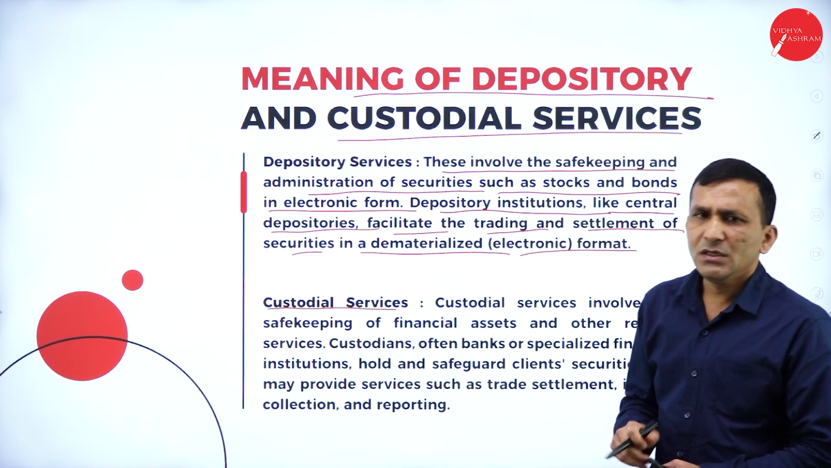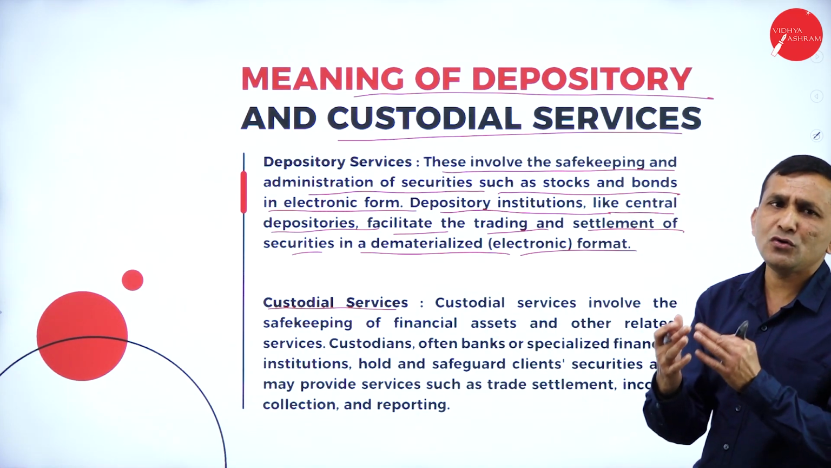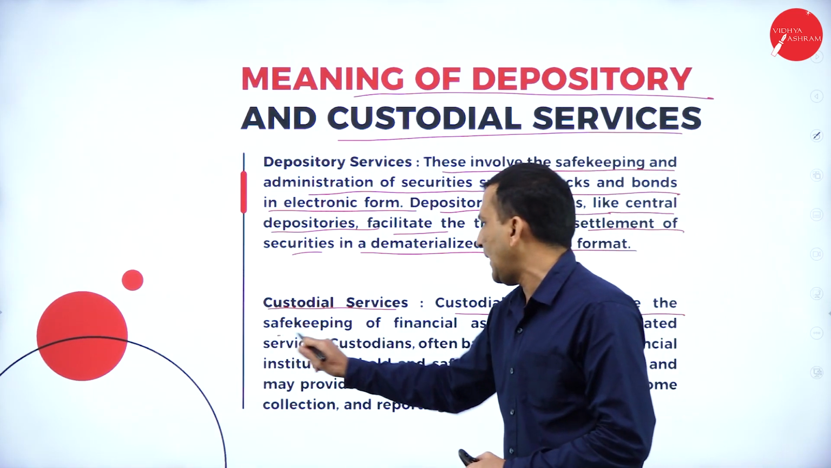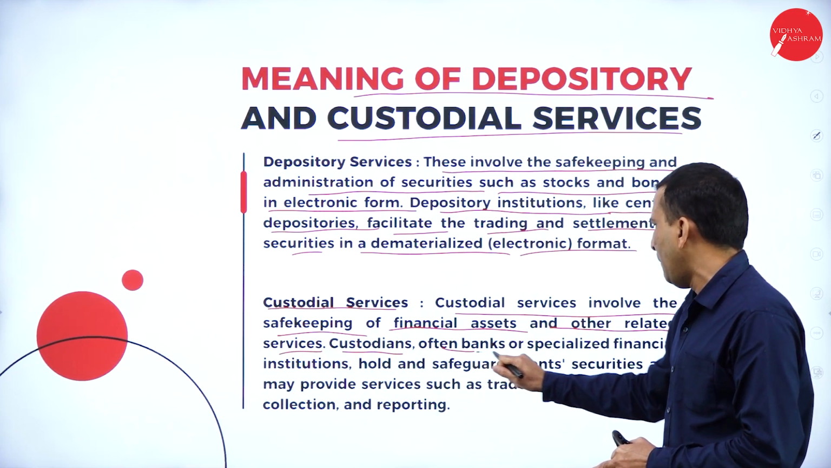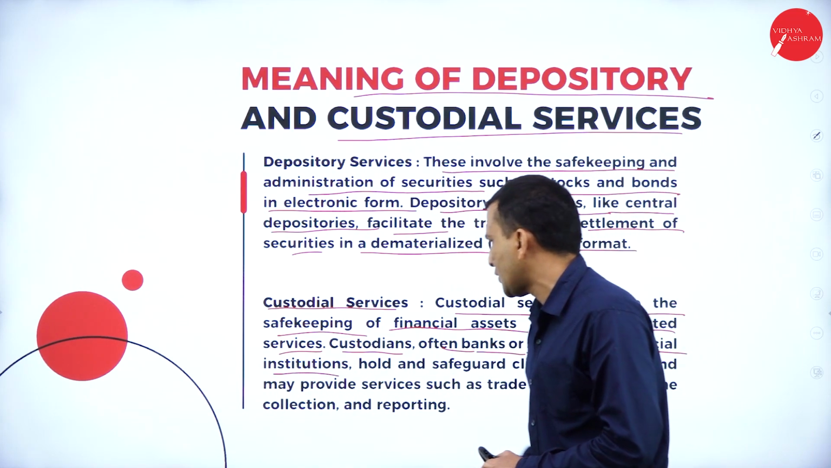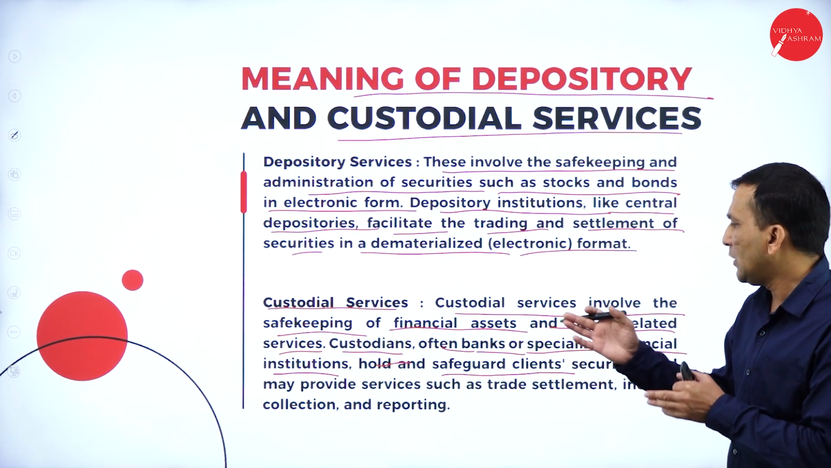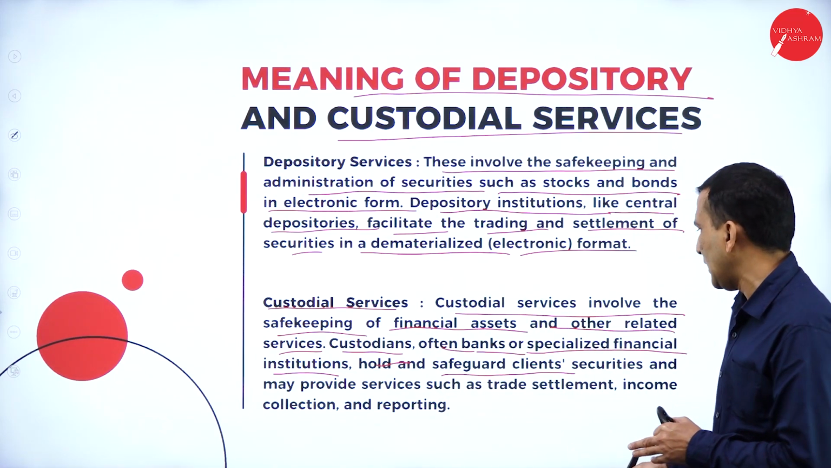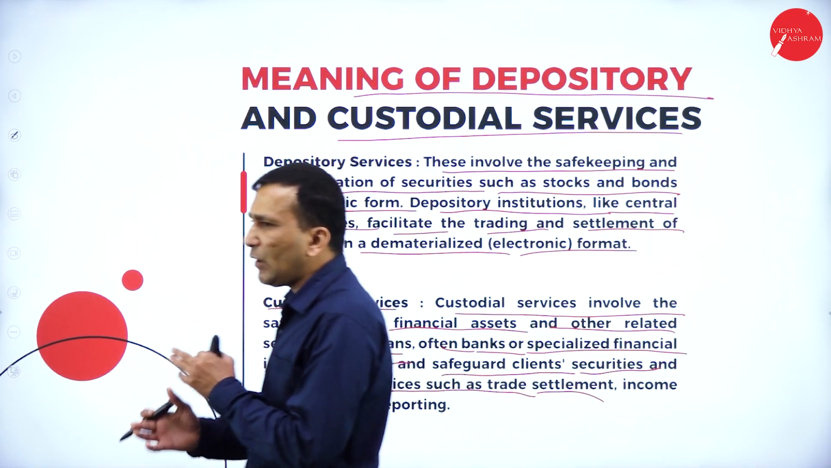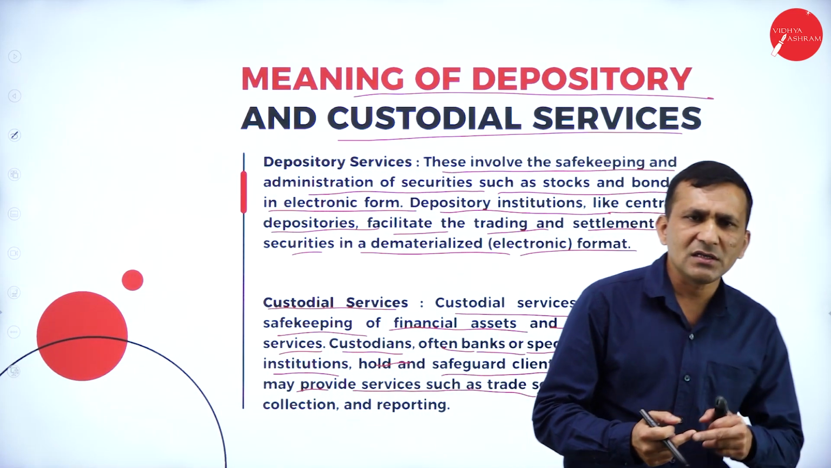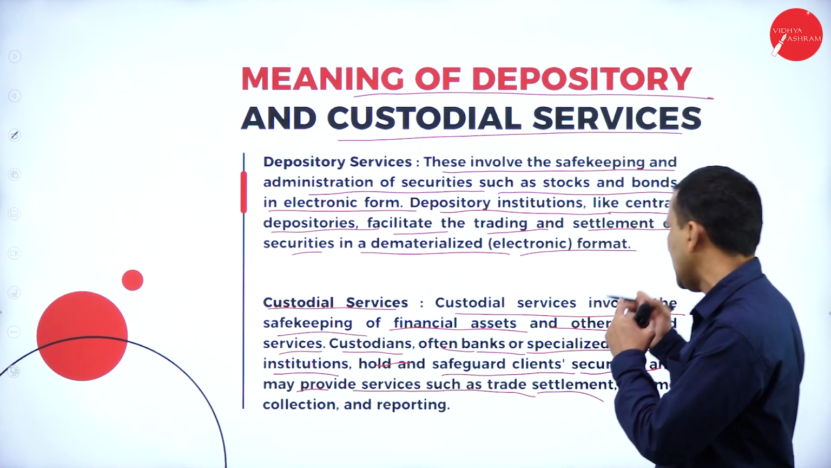Now the custodian service. Whatever money they receive from the investor, they want to keep safe. The custodian service involves safekeeping of financial assets and other related services. A custodian is often a bank or specialized financial institution that holds and safeguards clients' assets. When the client pays money or buys a security, the custodian role is very essential, and it may provide services such as trade settlement. If the investor or shareholder is selling, then on working days, T+2 trading settlement will happen. This is also taken care of by the custodian service.